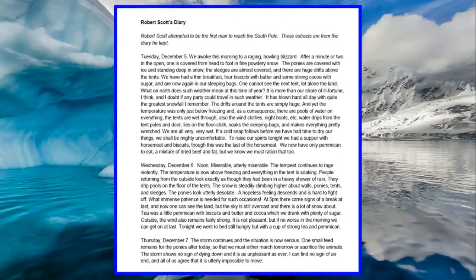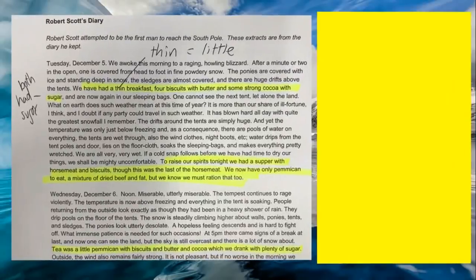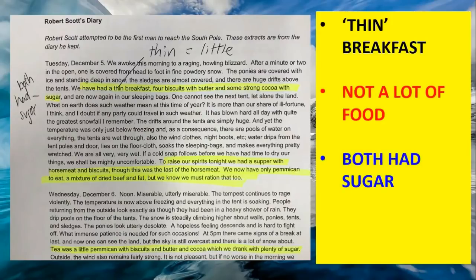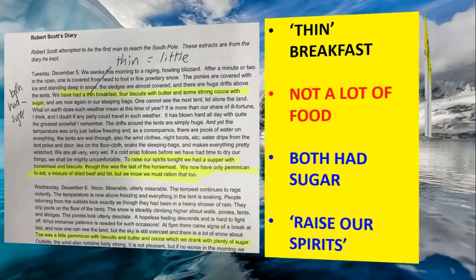So now if we look at the Captain Scott extract, that's the whole text. This one, it's a bit more spread out. So here's the main parts. But to sum up, they said they had a thin breakfast, meaning they had a small breakfast, hardly had anything. They didn't have a lot of food, so that's different to the Ben Fogle one. They both had sugar to pep themselves up. And they also said here that they used it to, so a bit like Ben Fogle, they enjoyed it. Here, Scott says they used it to raise their spirits. So they were in a bad mood, but they actually used their supper really to pep them up. They raised their spirits, they boosted their morale.